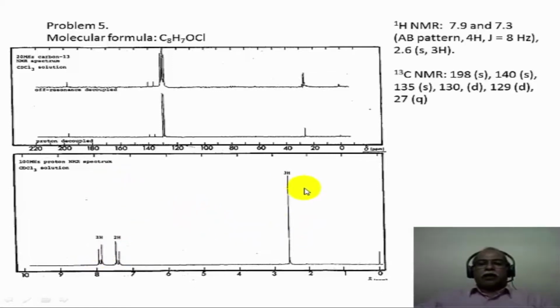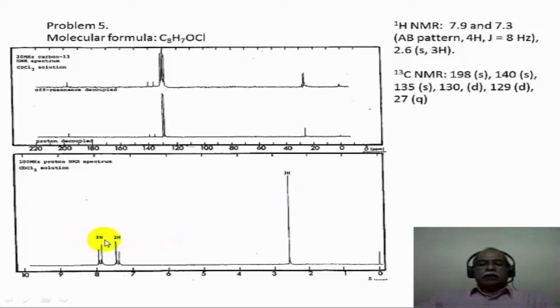Now let us look at the proton NMR data which is extracted out of the spectrum that is shown here. 7.9 and 7.3 are approximate chemical shift values of this AB pattern. I have mentioned it as AB pattern because it looks like an AB pattern with 4 big lines that are seen here. However, this is actually an A prime, B prime kind of a pattern with chemical shift values of 7.9 and 7.3 and a coupling constant JAB of roughly 8 Hertz in this particular case, and 2.6 corresponds to a singlet of 3 hydrogen intensity.